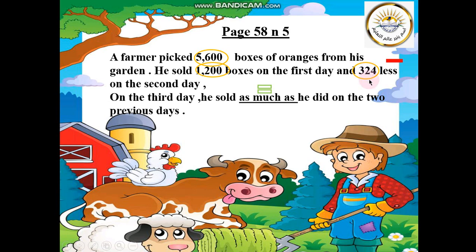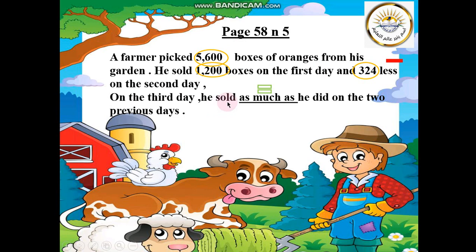And 324 less on the second day, so the second day he sells like the first day, but 324 less. So what does this less mean? Less means minus. So on the second day he sells like the first day minus 324. This means 1,200 minus 324. This is how much he sells on the second day.